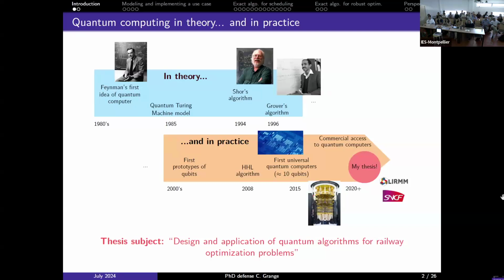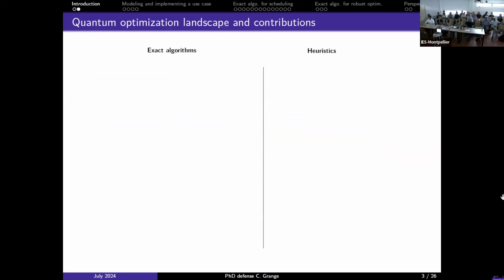So let me sketch you the landscape of quantum optimization. In this landscape, you have two branches. The first one is the branch of exact algorithms, and the second one is the heuristics. The exact algorithms are algorithms that provide the optimal solution of our problem with a probability that is close to 1 and that does not depend on the instance size. This is also called bounded error algorithms in the literature, but I decided to call them exact algorithms because I wanted to get as close as I can to the classical optimization landscape.